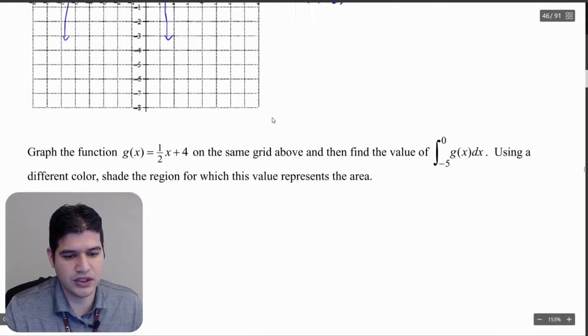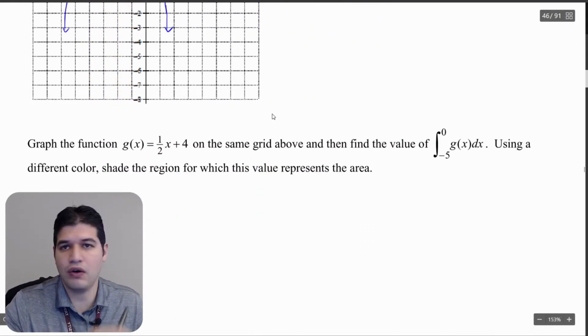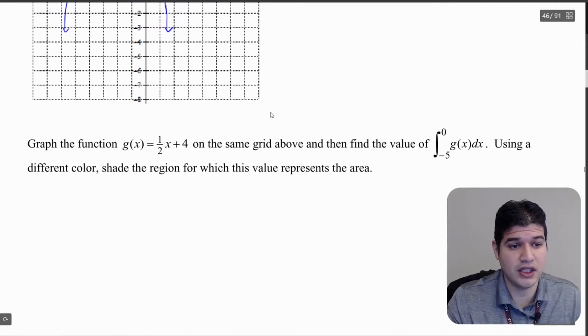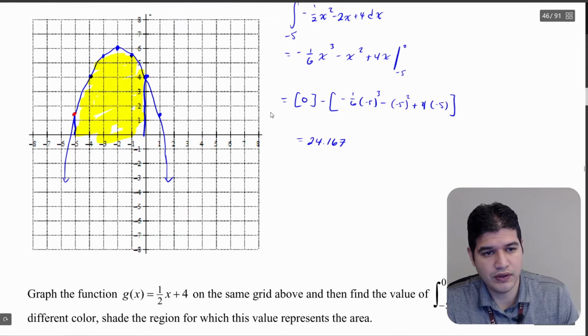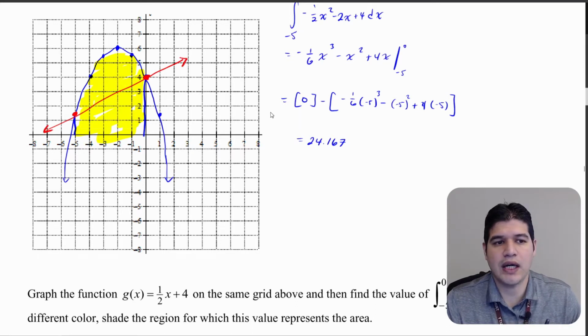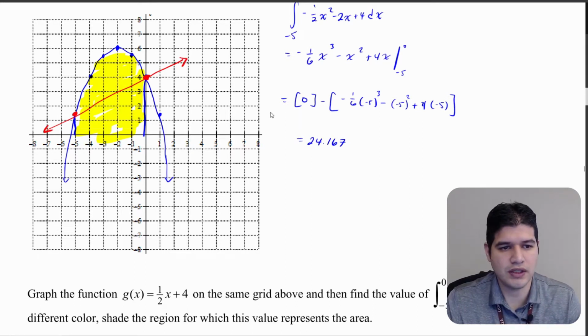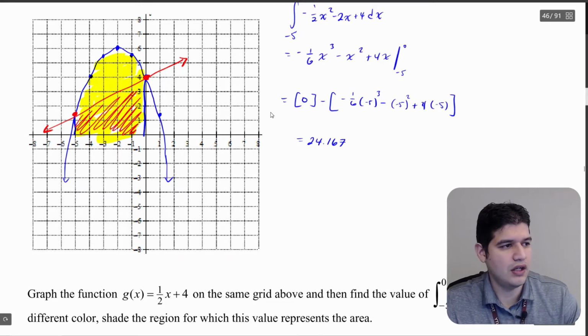Now I want to graph the function on the same graph. I want to graph the function g of x equals 1/2 x plus 4. We go from here to here. This is a linear function. I'm going to connect those just like that. If we shade in the area going from upper to lower, it's going to be right here, all the way down to the x-axis. That's what we're finding.